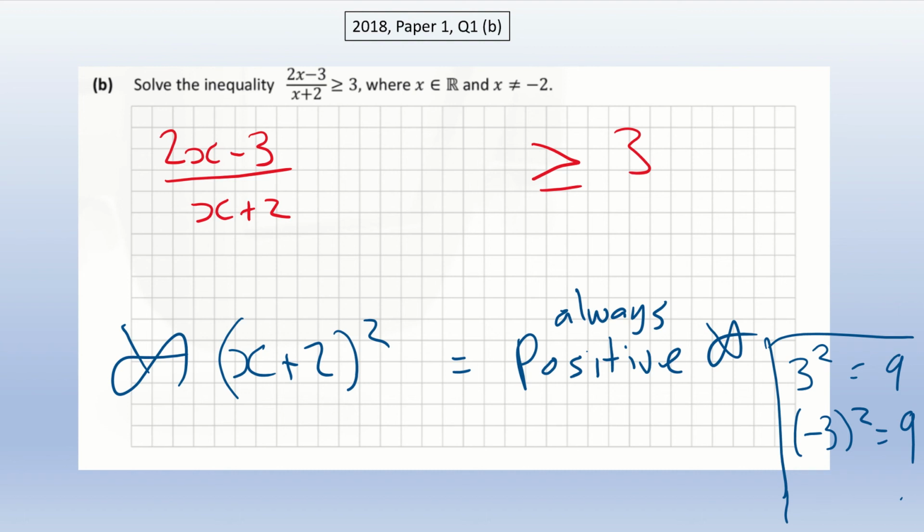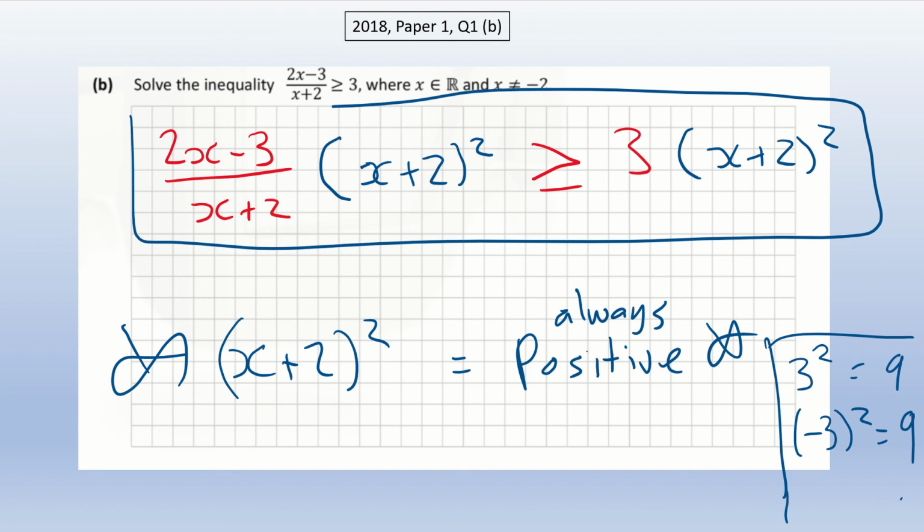So what we're going to do is multiply this side here by my denominator squared, x plus 2 squared, and I'm going to multiply my right hand side by x plus 2 squared. And the beauty of that is, right now you've got an equation where you've multiplied both sides by a positive number, so you don't need to change the direction of your inequality. The bad news is you've got to tidy all that up in front of you.